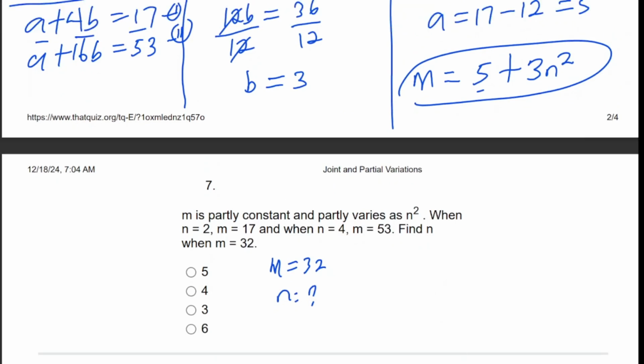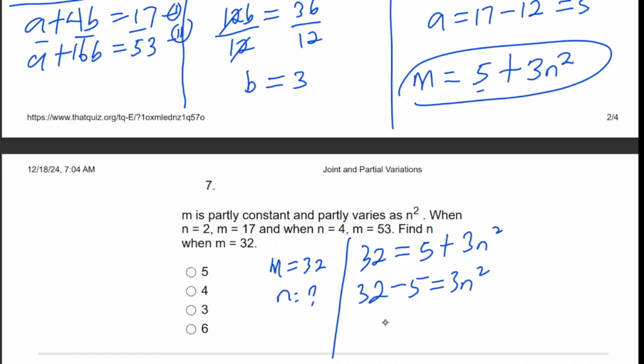All right, so what we're going to do now, let me check if this is showing. Okay, everything is showing. So we say m, which is 32, equals 5 plus 3n squared. So we collect like terms, that will be 32 minus 5 equals 3n squared. So 32 minus 5 gives us 27, and that's equal to 3n squared.